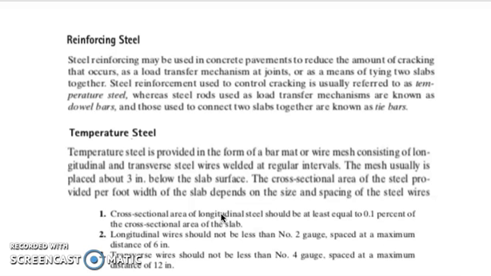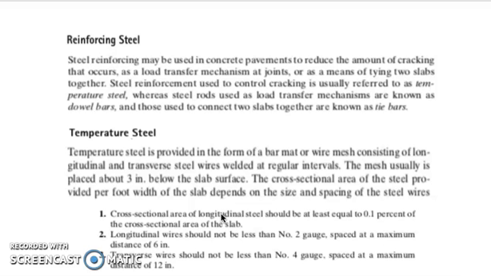So steel reinforcing may be used in concrete pavement to reduce cracking. Actually, the main objective for using steel reinforcement is to reduce the amount of cracking that occurs, as a load transfer mechanism at joints, or as a means of tying two slabs together. So steel reinforcement used to control cracking is usually referred to as temperature steel, whereas steel rods used as load transfer mechanisms are known as dowel bars, and those used to connect two slabs together are known as tie bars.